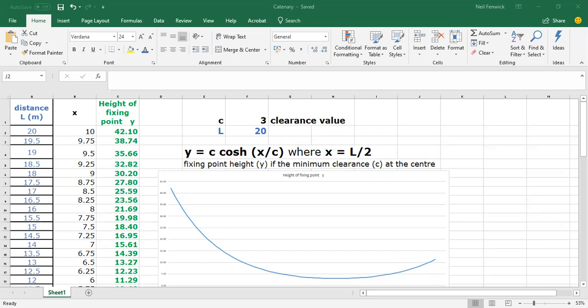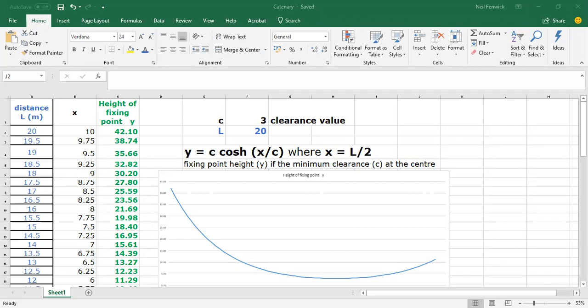The shape of a heavy cable or chain fixed at identical points hanging under its own weight is called a catenary. So a catenary is a hanging cable acted upon by its own weight, suspended only at its ends. The cable forms a U-like shape.